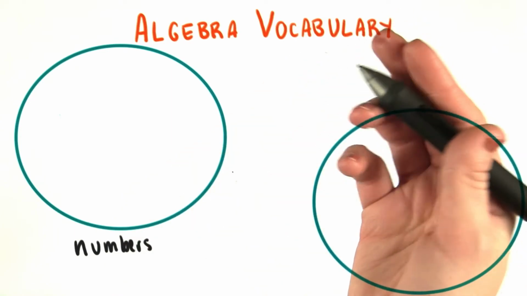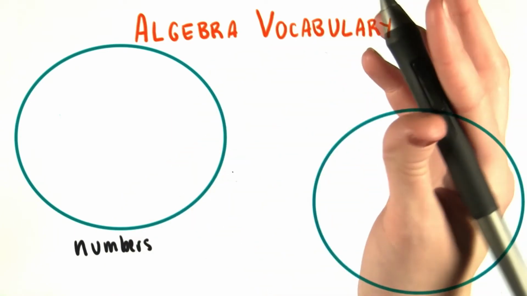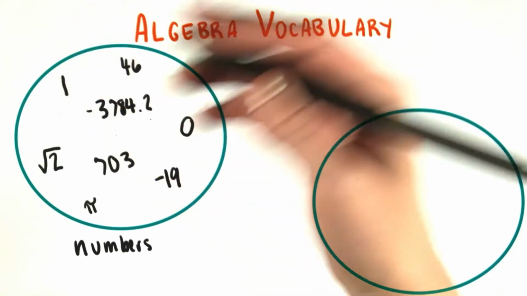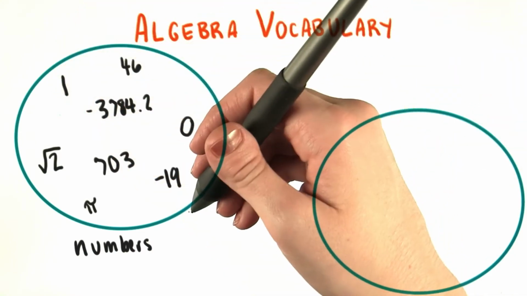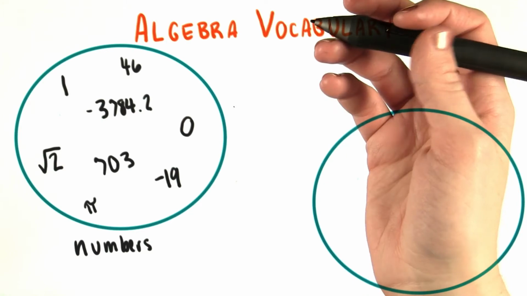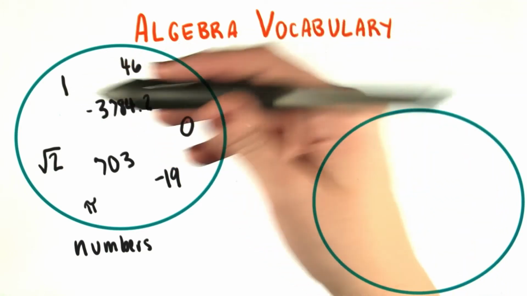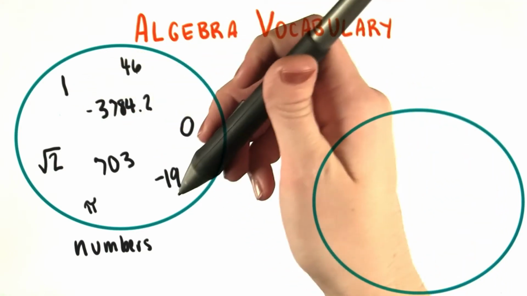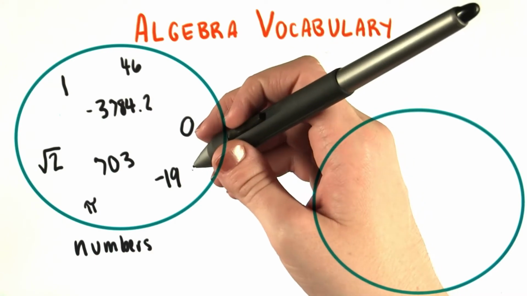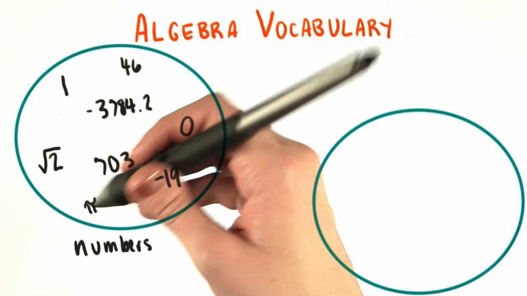So what are some examples of numbers? Well, we could have any number of things. So like we learned at the very beginning of this course, there are all different kinds of numbers. Some that are pretty simple that we use all the time, like 0 or 1 or 46, and some that are a little bit more special, like the root of 2 or pi.